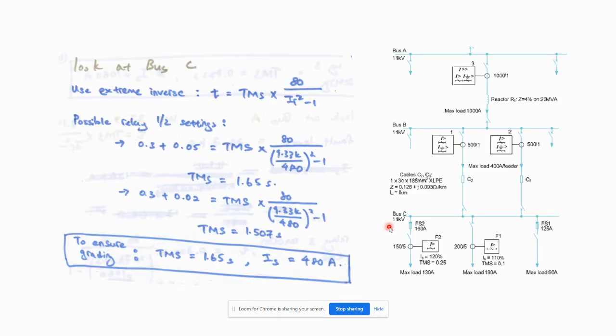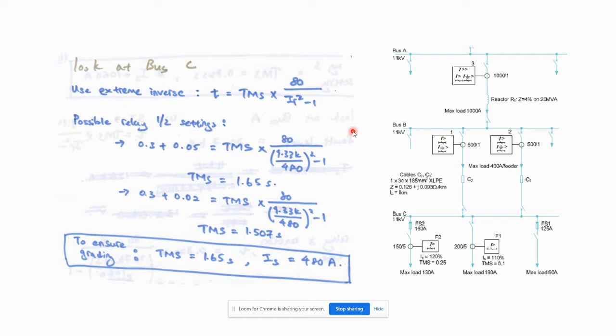So now remember, we are still at bus C. We are still trying to do the setting for relay 1 and relay 2. In this example, I'm using the extreme inverse curve. You can use any curve that you want, the standard inverse curve, the exponential inverse curve, whatever curve. But let's just say that we use the extreme inverse curve.